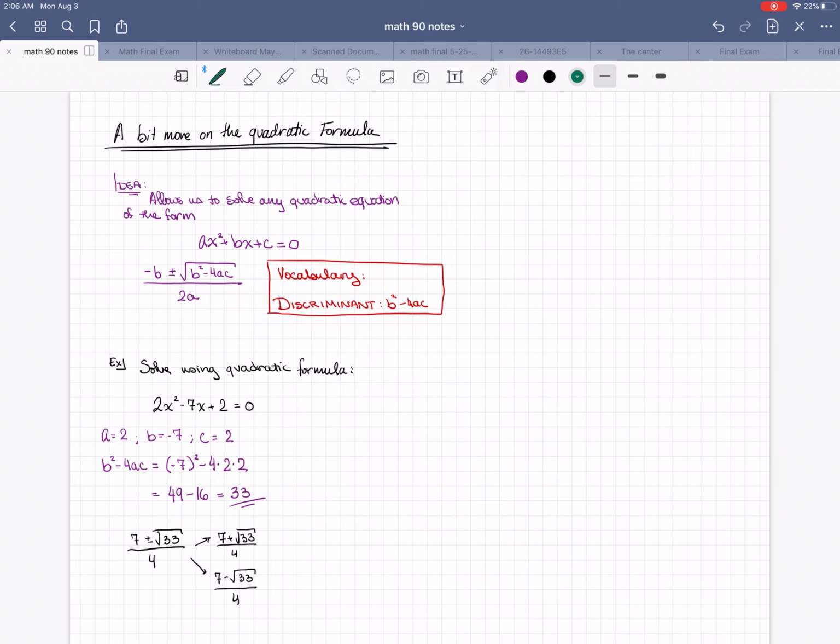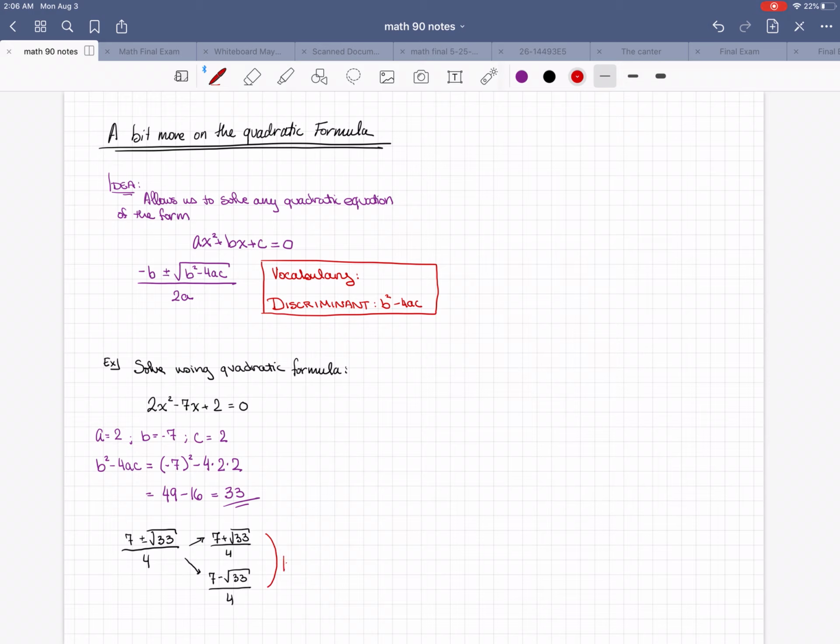These numbers are called irrational, right? So the square root of 33 is not a number whose decimal representation terminates. If you were to punch the square root of 33 into a calculator, you'd notice the decimal representation goes on forever.